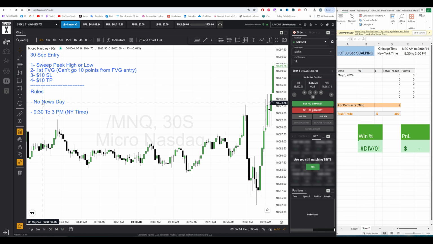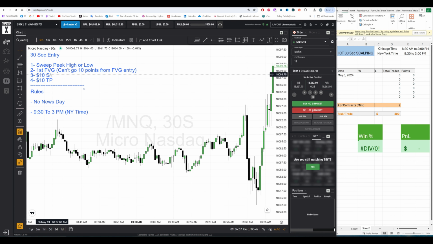So starting off with the rules, this strategy works best and performs best with choppy days and no news days, no red folder days. You can trade it from market open at 9:30 New York time to 3 p.m. And the reason for 3 p.m. is that last hour, the liquidity and the volume of the market starts to die off. So you don't want to be stuck in a dead market. That's why it's from market open till 3 p.m. New York time.